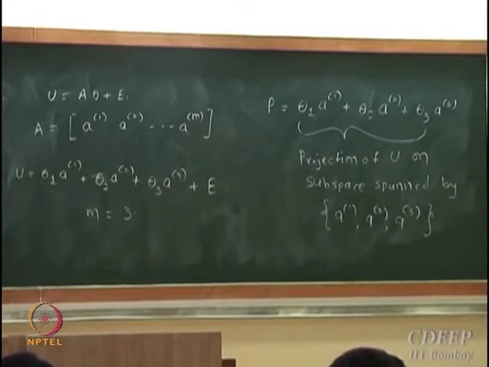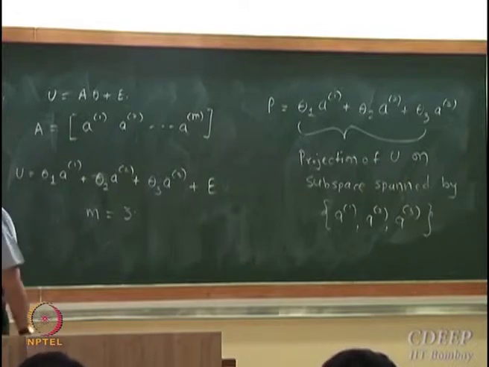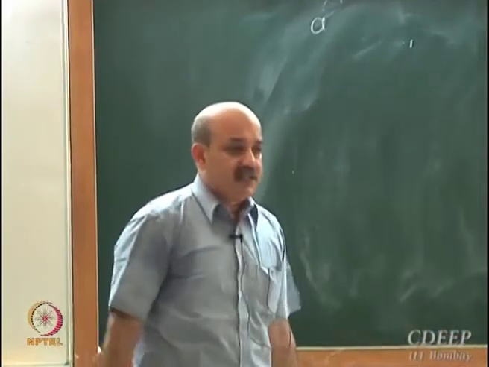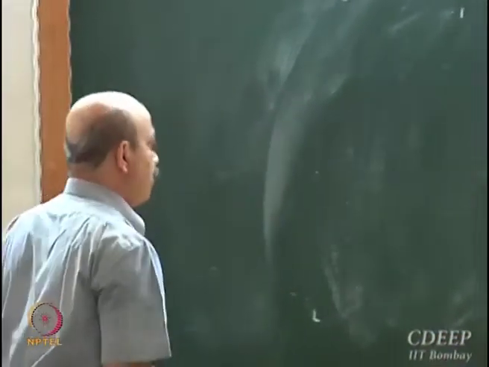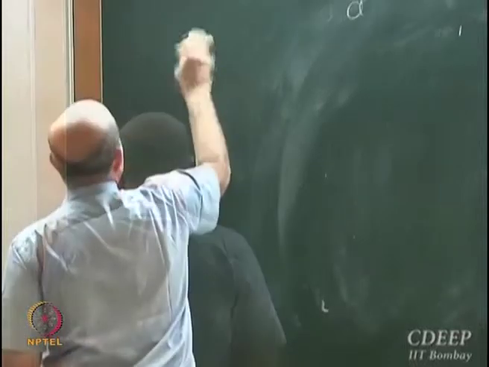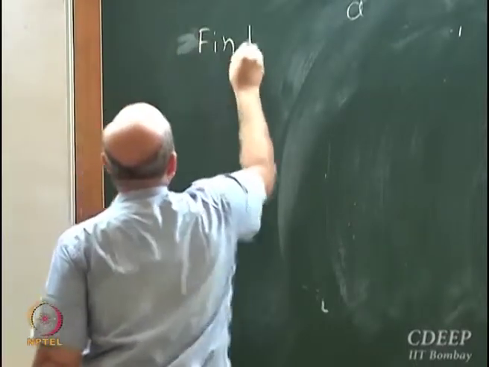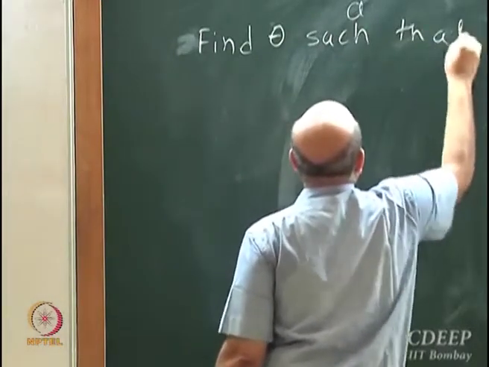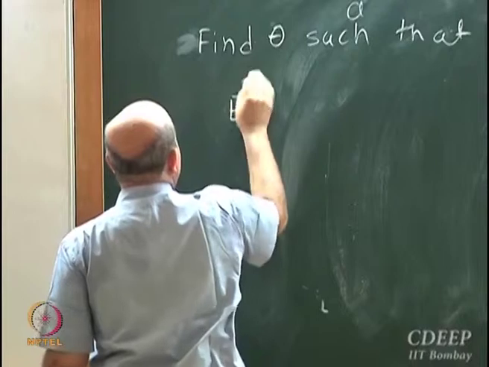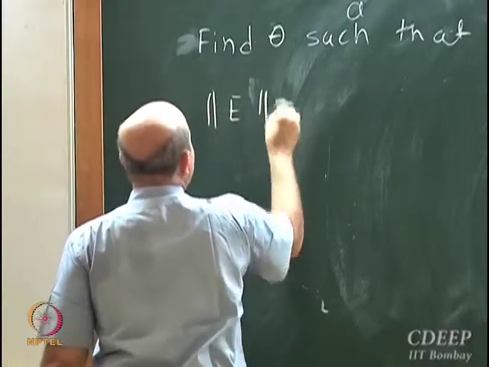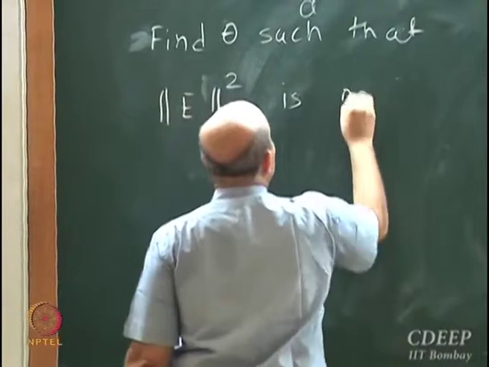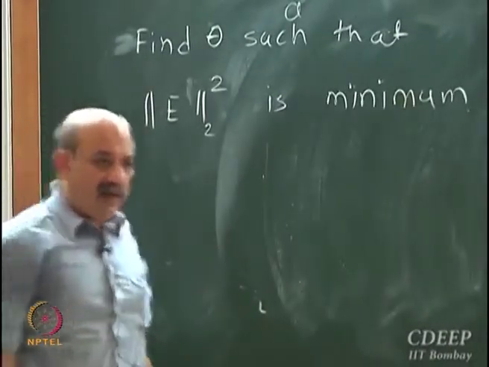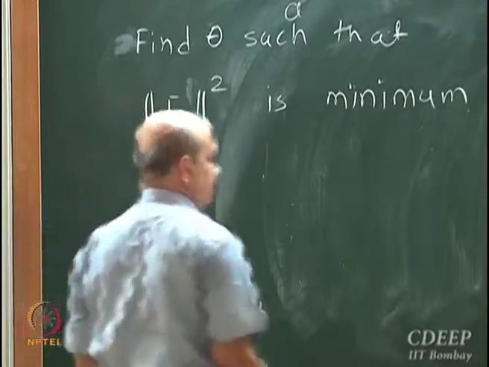What is it that I want to minimize? How do I find this out? I find this out by minimizing the square of the distance, right? So my problem is to find theta such that the 2 norm of the error is minimum, right? Okay, so let's start doing this.